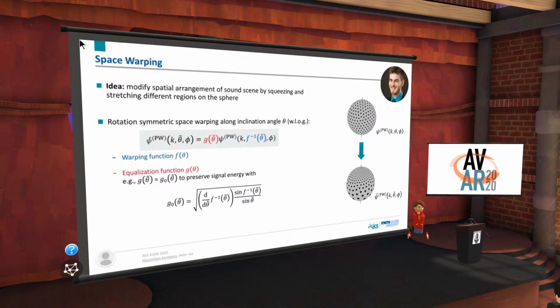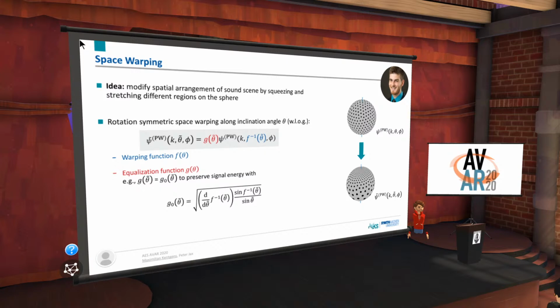Space warping is quite intuitive to get. The idea of space warping is to modify the spatial arrangement of the sound scene by squeezing different regions on the sphere. This is what you see in the illustrations on the right. For example, if we move away from a stage, all musicians are squeezed.